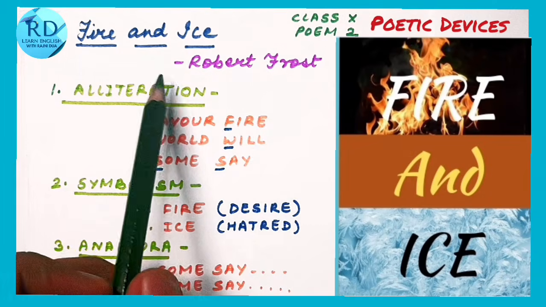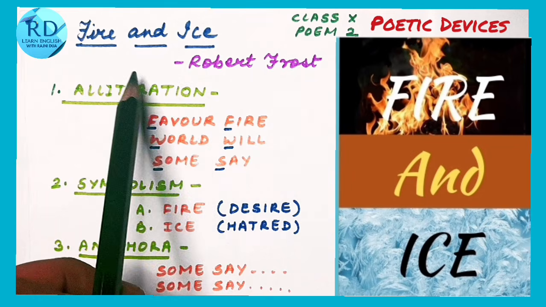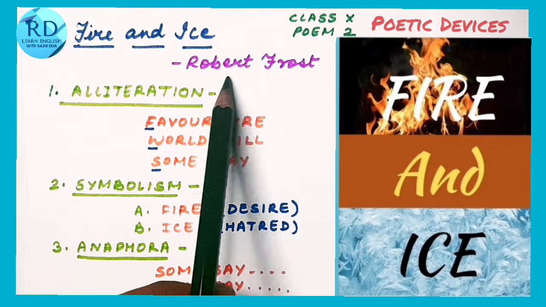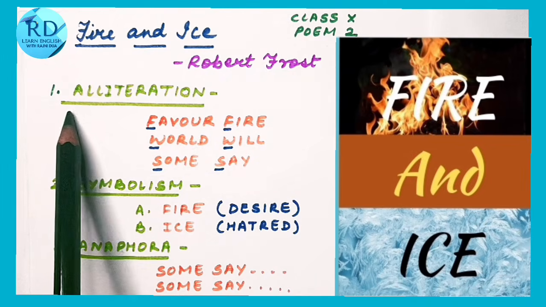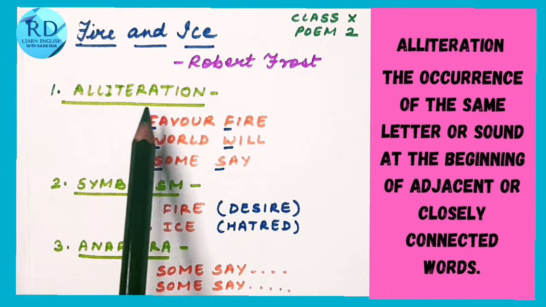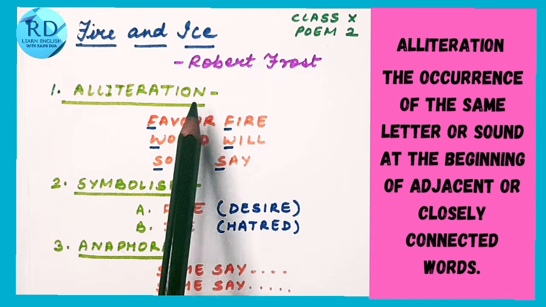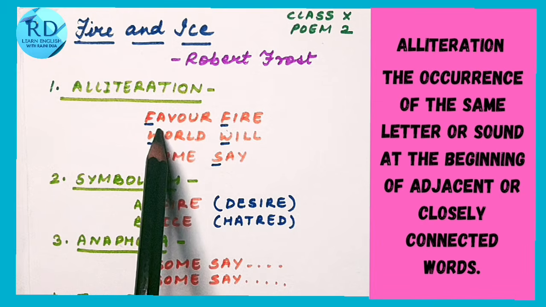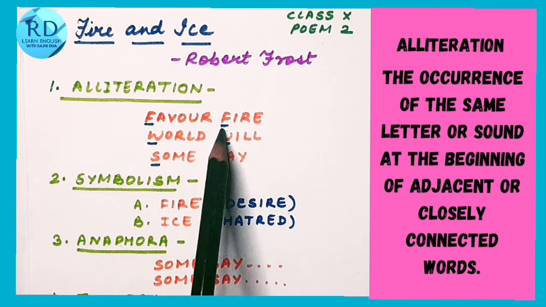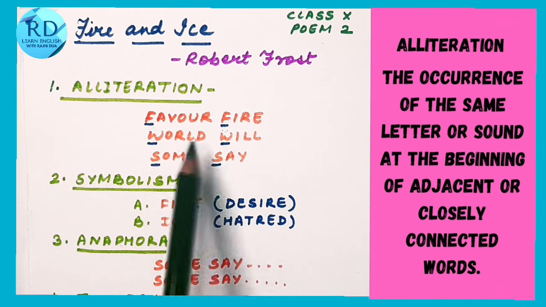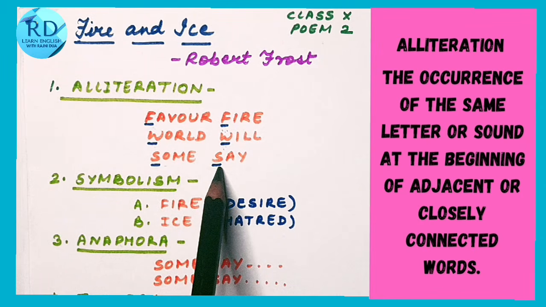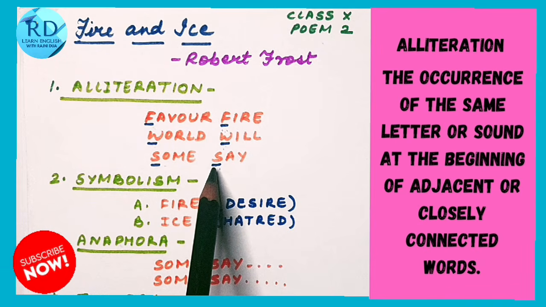Hi everyone, today we'll be looking at the poetic devices of poem number 2 from class 10, Fire and Ice by Robert Frost. Now, the first poetic device used by Robert Frost is alliteration. Alliteration is repetition of initial sound. For example, here favor, fire, fur is getting repeated, world, will, were getting repeated, some say, so sir getting repeated. So when this initial sound is same, it is alliteration.